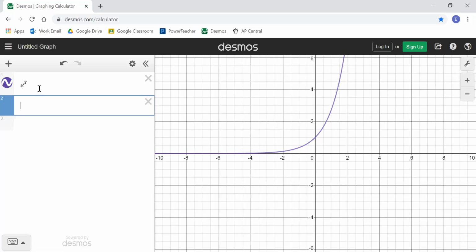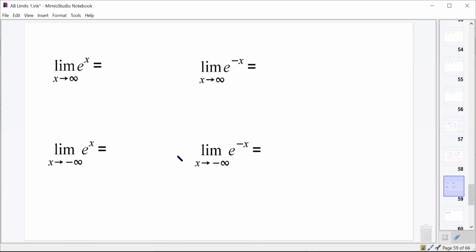So e to the x and e to the negative x, right? Reflections over the y-axis. Now, using those two graphs, we should be able to determine these 4 limits. So as x goes towards infinity, what is e to the x?